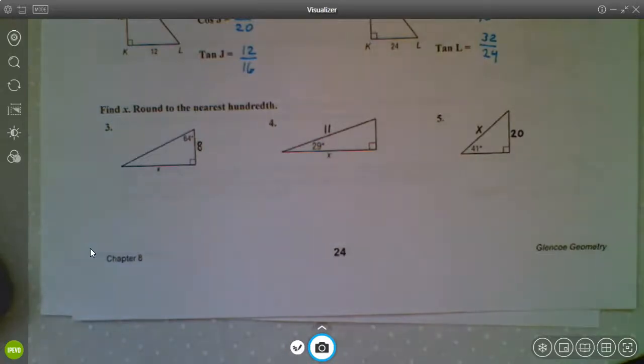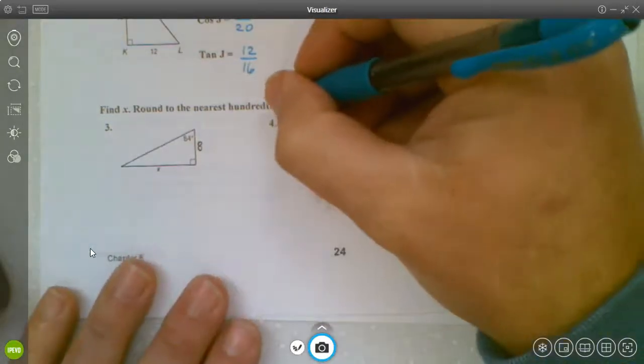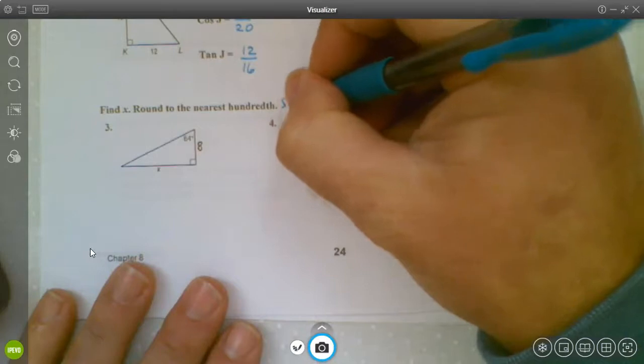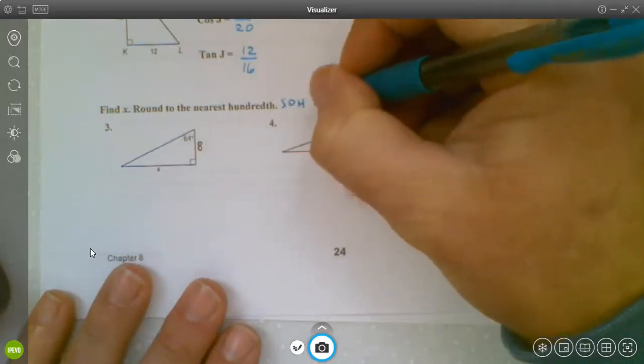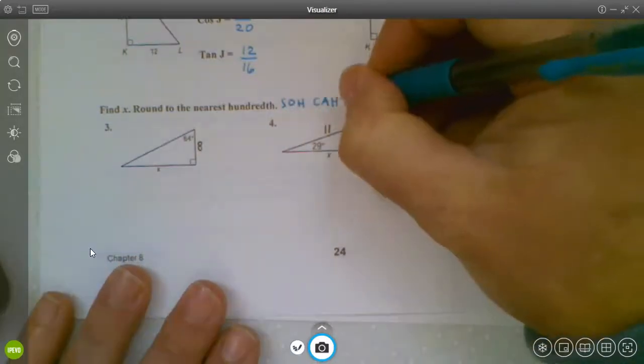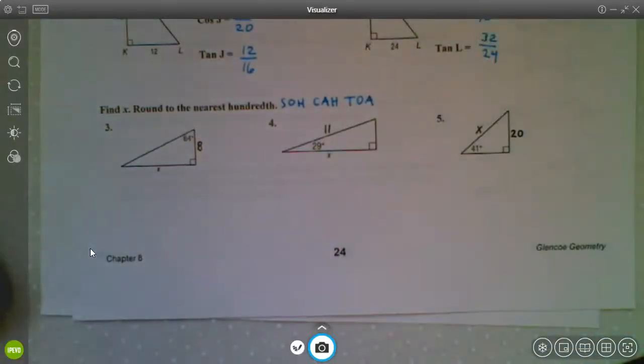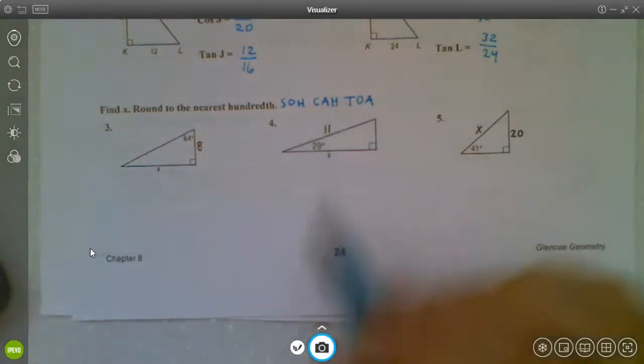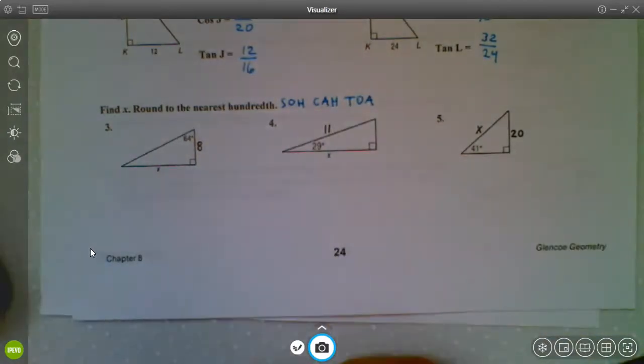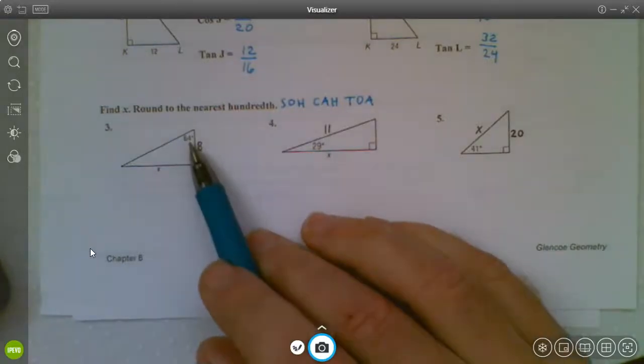So here's what I want to start with. Again, keep this in mind. Here's the first step in this process of solving for x. First thing I've got to figure out is which one of those three should I use? Well, here's the angle that I know. I know this is 64 degrees. So everything that I do on this triangle is going to come from this angle.